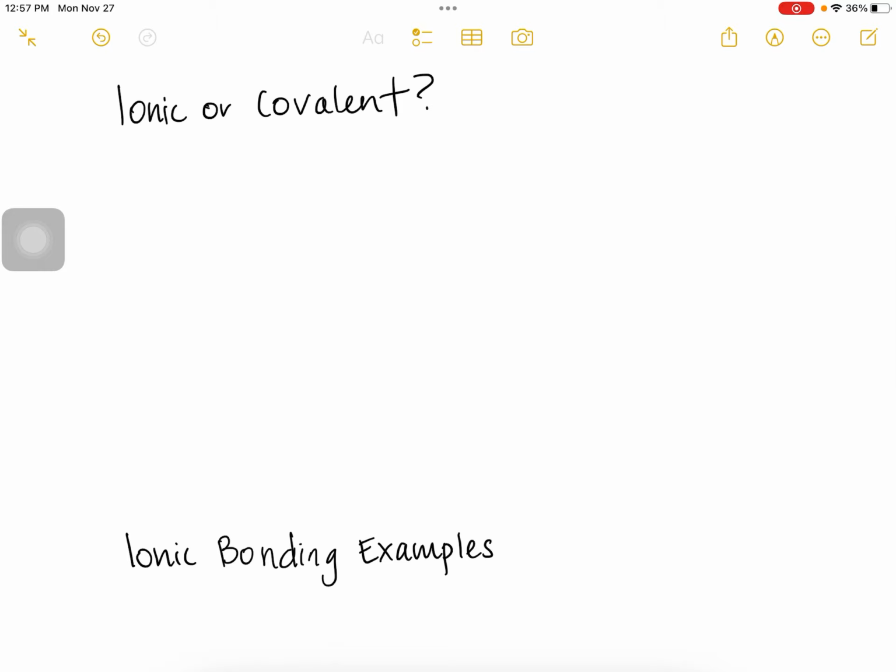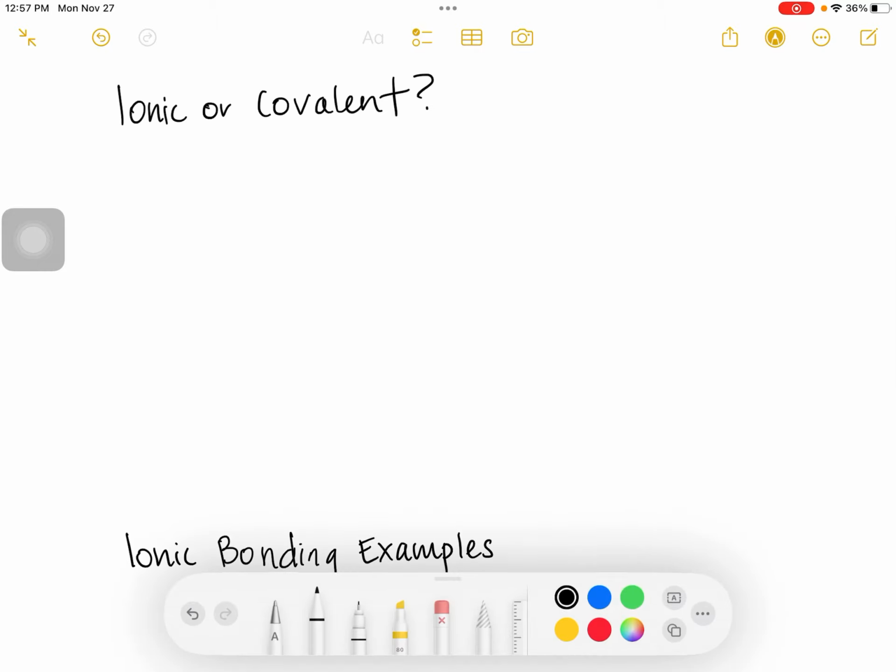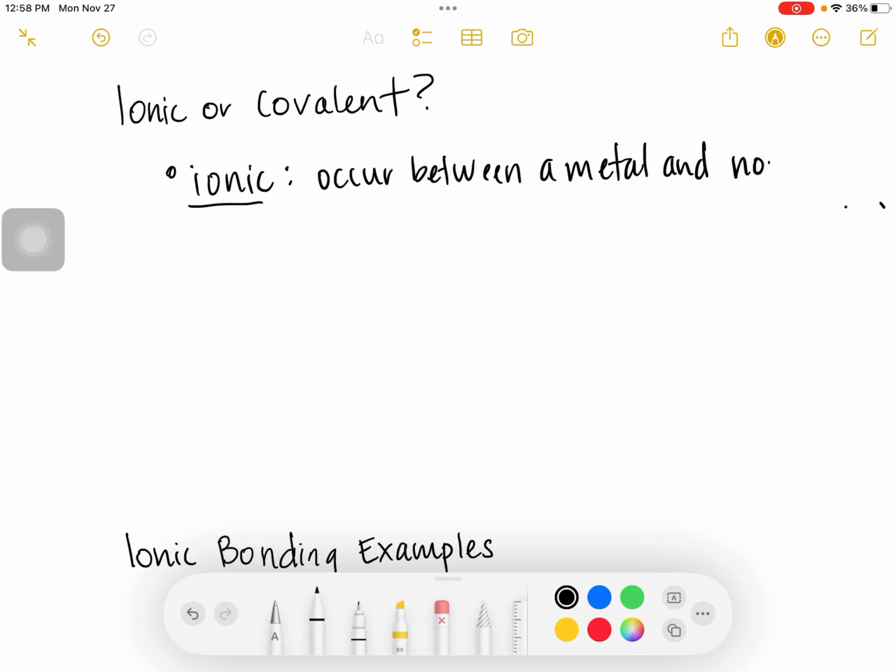Okay, so now the discussion of who bonds ionically versus covalently. So the word ionic, of course, has a root word, which is ion, and so it shouldn't come as a surprise to you that ionic bonds are going to involve ions. But kind of a more specific definition is that ionic bonds occur between a metal and a nonmetal. So if you remember from your periodic table, we know that metals lie to the left of the metalloid line and nonmetals to the right.